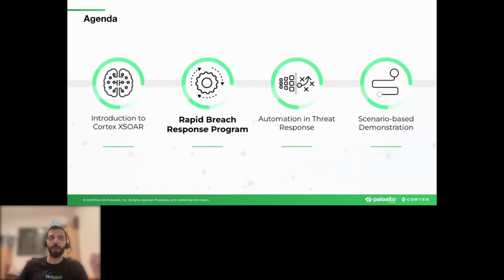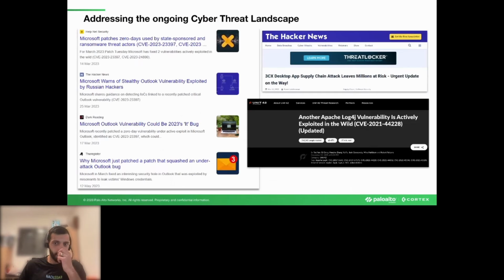Awesome. So let's move on to our in-house rapid quick response program. Addressing the ongoing cyber threat landscape, as most of you are familiar from your day-to-day job, we encounter new zero-day vulnerabilities and breaches on a daily, weekly basis. Initially, when these threats or breaches are published, we don't have a lot of information. So we need to address it in the best way with all the data available as soon as possible. And this is why we need proper preparation using our automation capabilities.